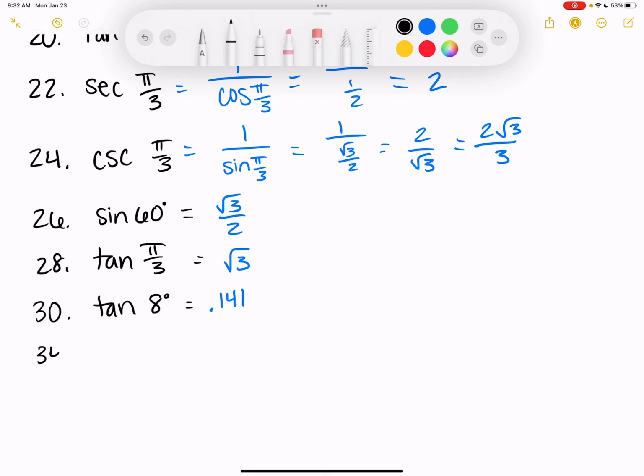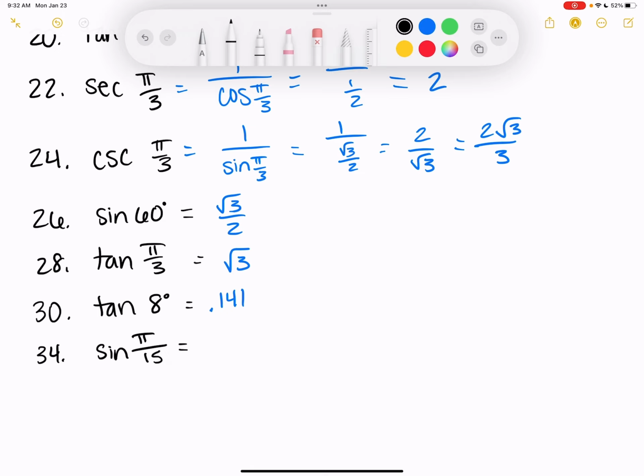Let's see, 34, the sine of pi over 15. Now that's in radians. The pi indicates that it's in radians. So switch to radian mode. Let me specify: if there's a pi or no units listed, it's in radians. So if it doesn't have a degree symbol, assume that it's in radians.